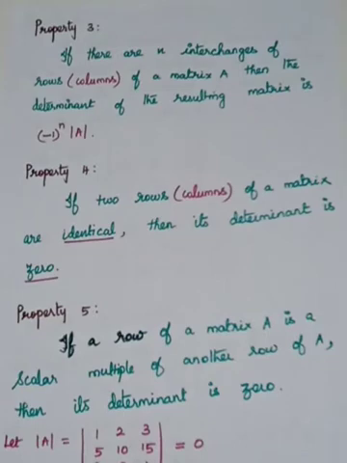The first row having the elements 1, 2, 3 means the third row also, if you have the same elements 1, 2, 3, then the determinant value is equal to 0. And come to the fifth property.